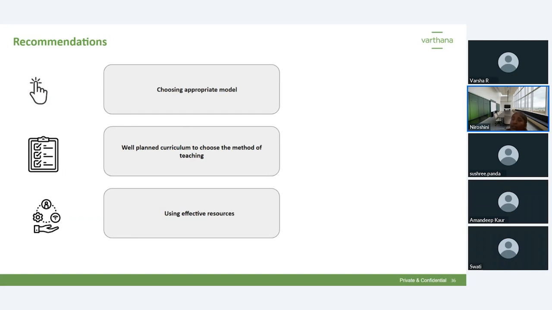And also, last but not the least, you need to use effective resources to whichever model you're choosing. You need to have effective resources, especially when we are handling student-centered methodology. If resources are not that effective, then I don't think student-centered method will work appropriately. So we need to have effective resources to do student-centered as well as teacher-centered methods, like using a lot of visual aids. And you can sometimes switch from blackboard teaching to digital teaching, so that children get to learn a lot from visual learning as well.